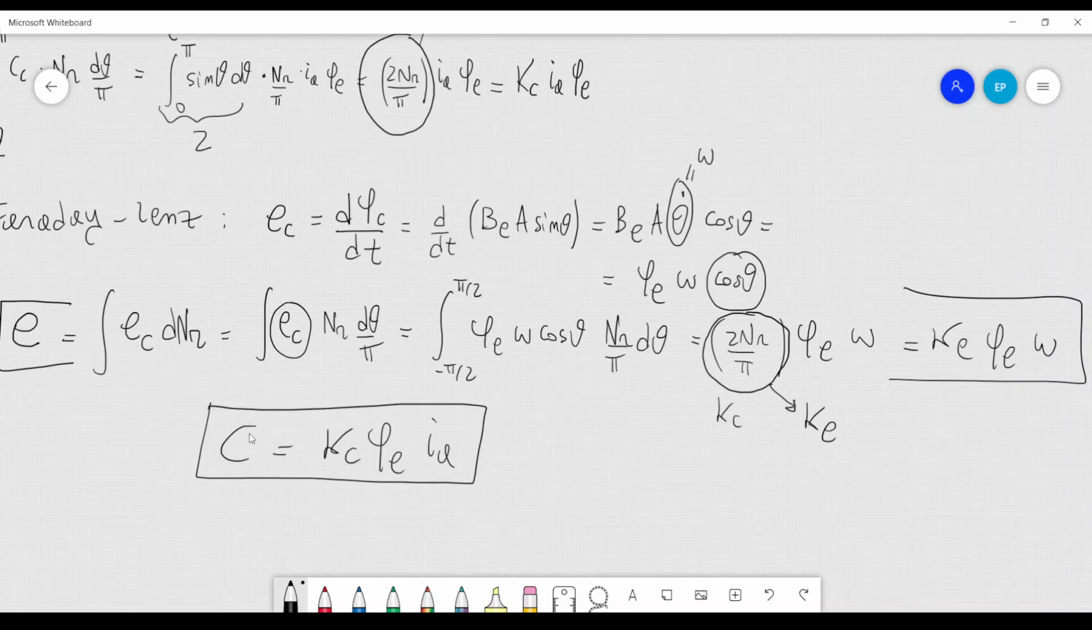They depend on the geometry, on the coils, on the geometry of the rotor, but they are constants once we have the motor. And we will move on from here next time.